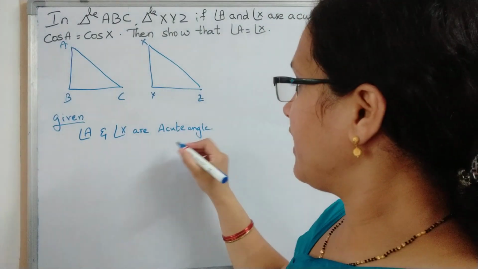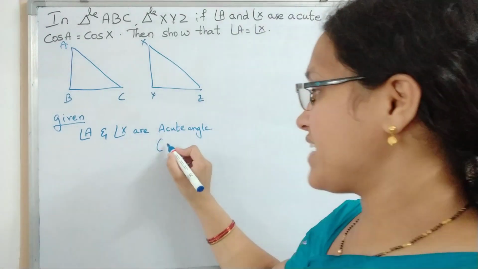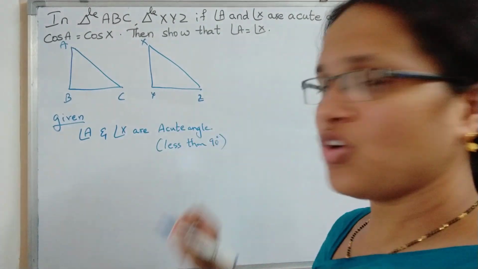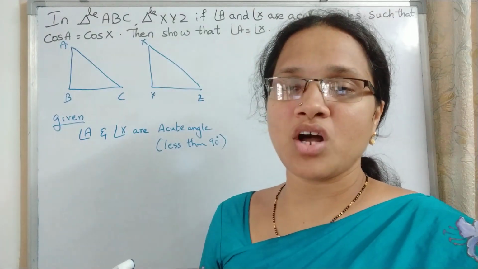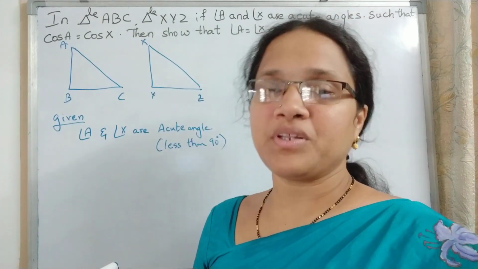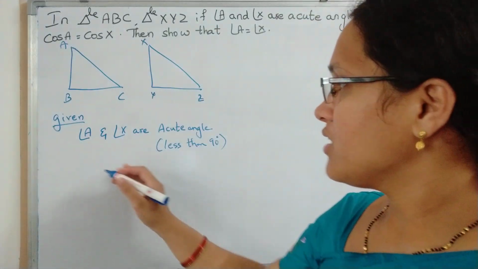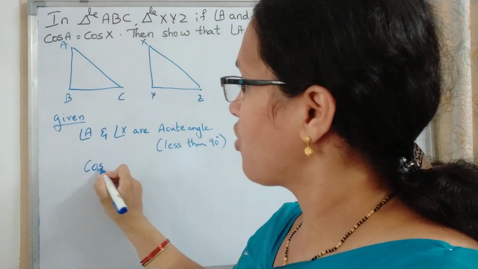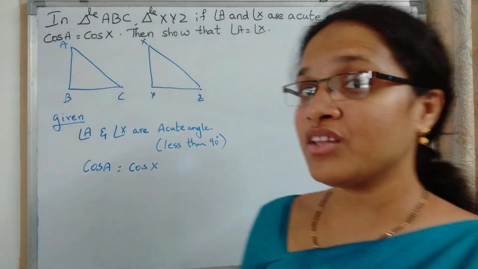Angle A and angle X are acute angles, which means you have to mention that. What is an angle? Less than 90 degrees. This is how you mention it. As you mention it like this, you will be clear of your concept, and the person correcting your paper will know that you know the concepts very well. The next one given is cos A equals cos X. This is given in the trigonometric ratios.